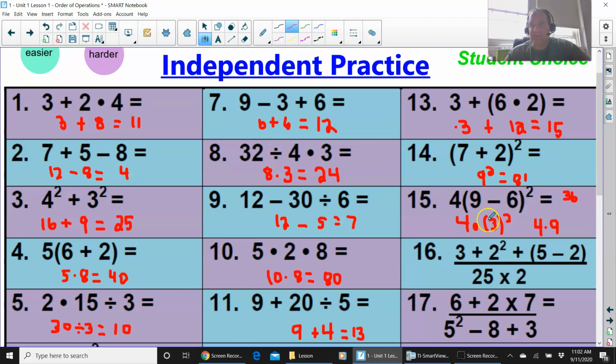And you see this 3 squared? That's for this whole parentheses, right? So the squared is for the parentheses, not for the 4. So 3 squared is 9. Then I brought down the 4. 4 times 9 is 36.